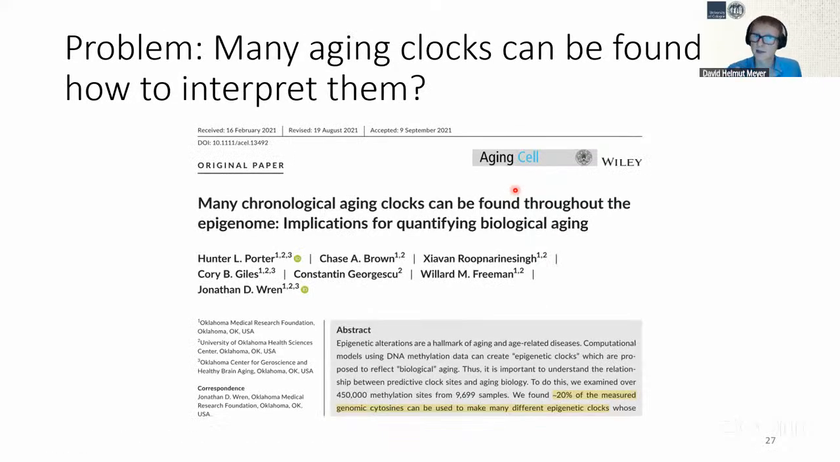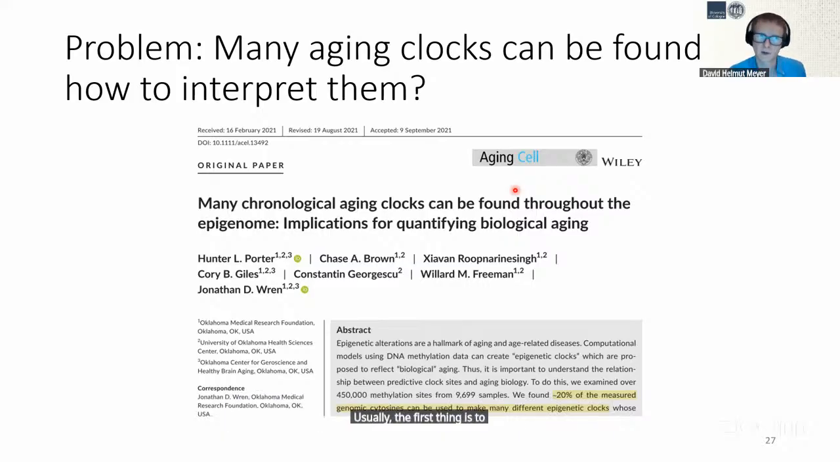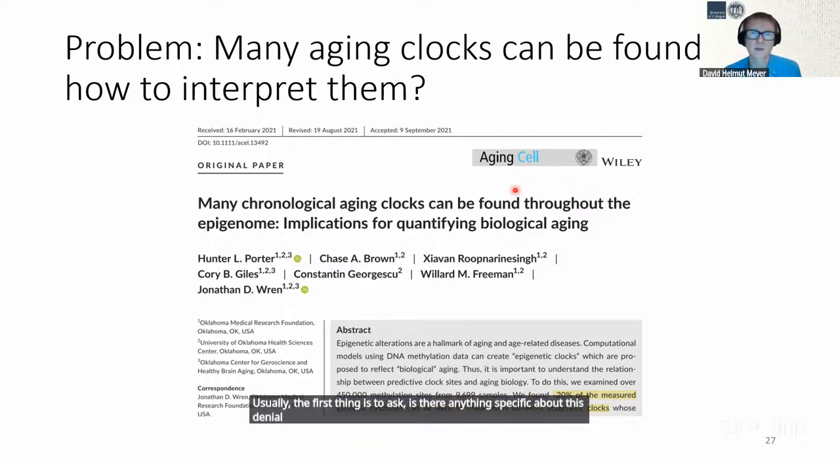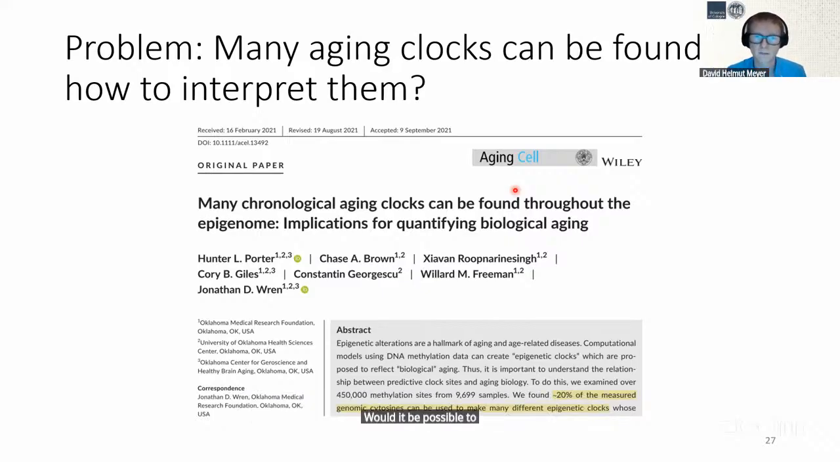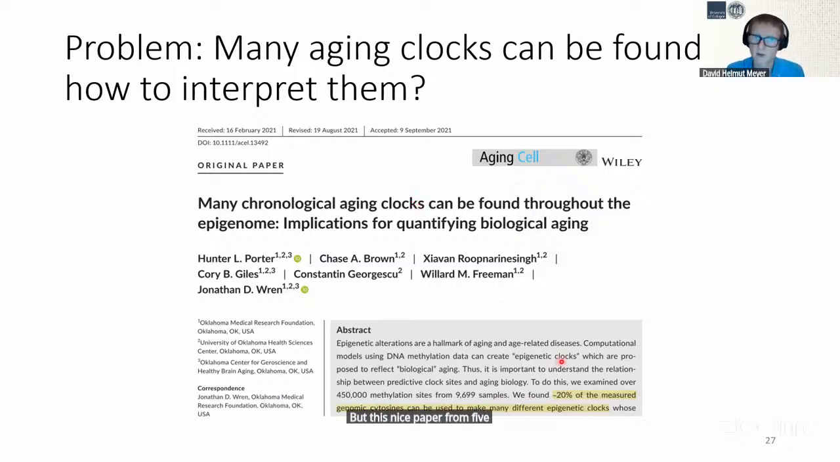Another problem is that many aging clocks can be found. So there's still another question, how can we interpret them? Because if you have an aging clock on DNA methylation sites or genes, usually the first thing is to ask, is there anything specific about this DNA methylation site? Is there anything specific about the genes? Would it be possible to maybe slow down aging if we do something about those genes? But now this nice paper from 5 years ago showed, for DNA methylation at least, that you can build multiple aging clocks from the same data.